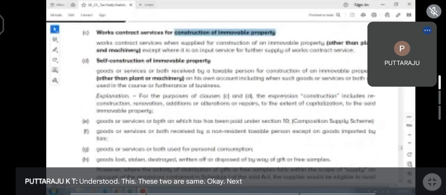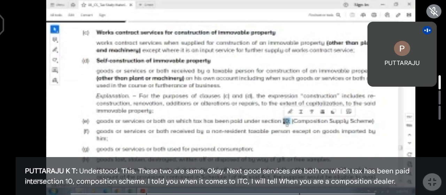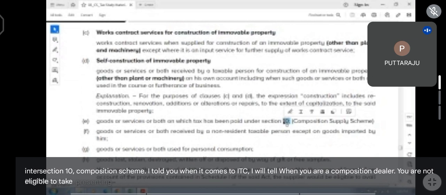Next, goods or services on which tax has been paid under section 10, composition scheme. I told you when it comes to ITC, when you are a composition dealer, you are not eligible to take ITC on the goods or services on which you paid the GST. That day also I told.